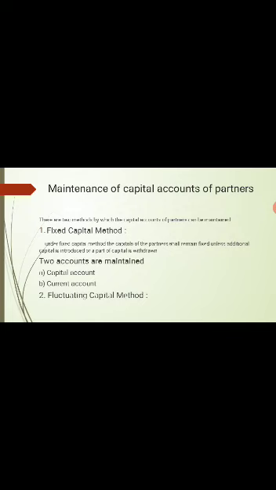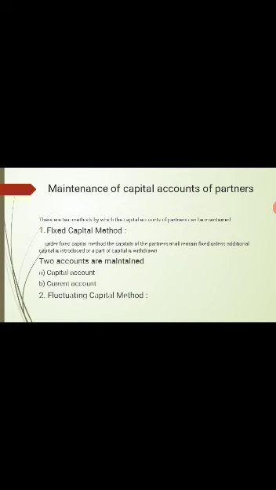only the capital introduced by the partner is recorded. If there is any additional capital introduced by the partner, and if there is any withdrawal, only the transactions related to the capital will be specified under the capital account. Whereas under the current account, the other items, that is salary paid, commission, interest on drawings, interest on capital, all these items will be specified. That is why under fixed capital, there are two accounts maintained, the capital account and the current account.